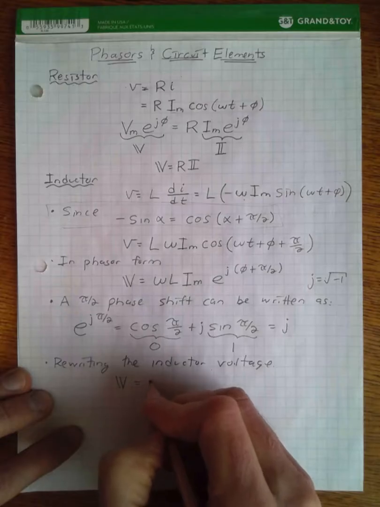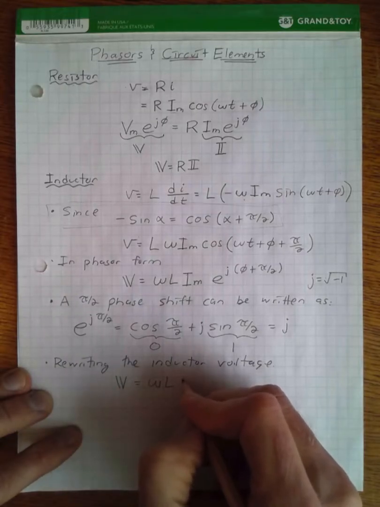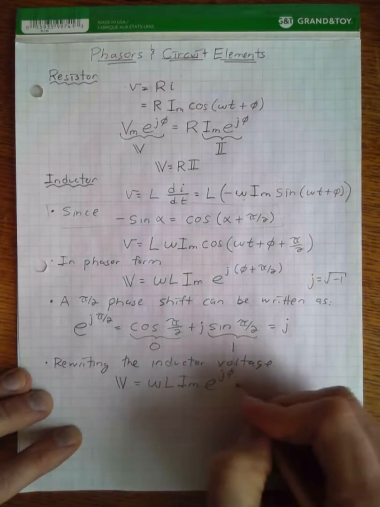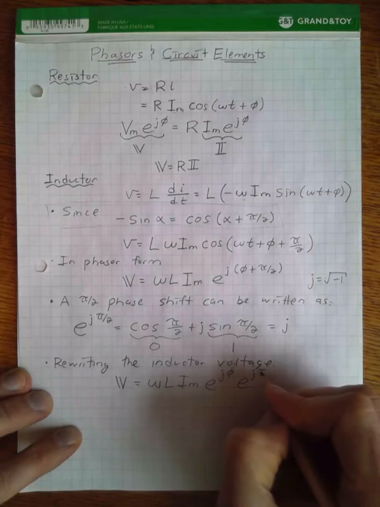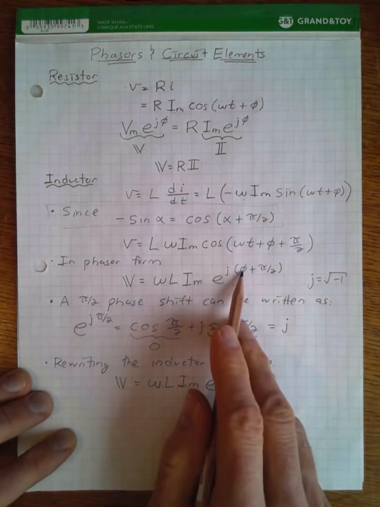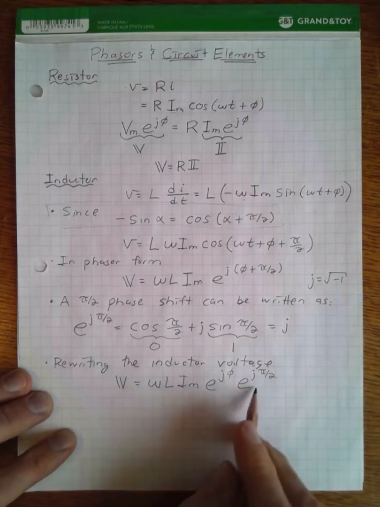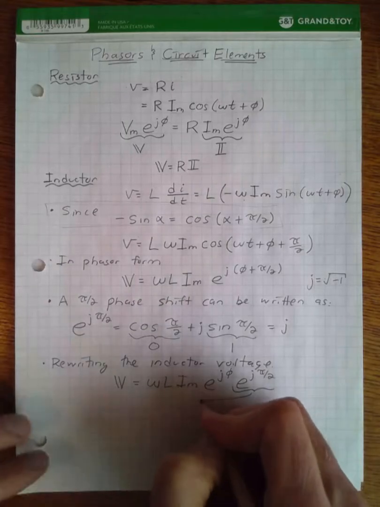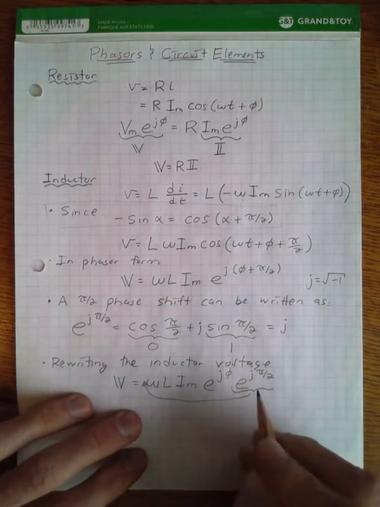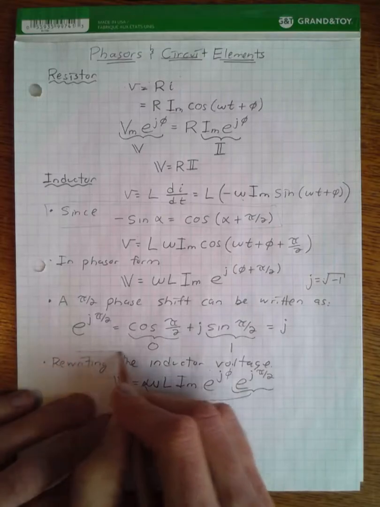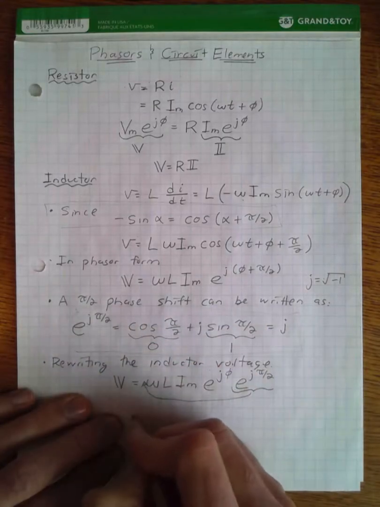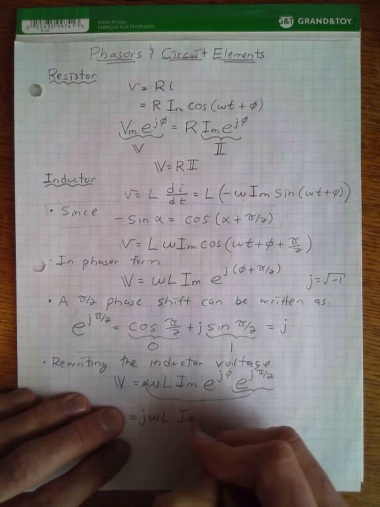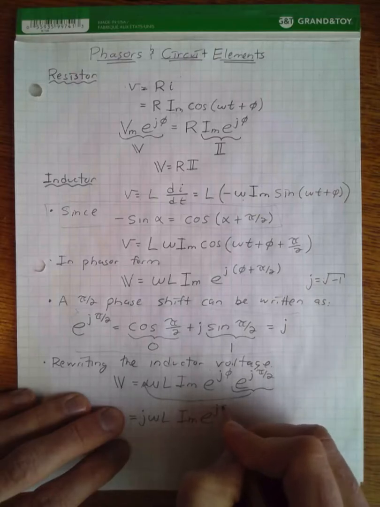V is equal to omega L Im e to the j phi multiplied by e to the j pi over 2. Right? If we've got the summation of our exponents, we can just separate them out into two terms. I'm going to take this, put it out front, and write this as j, just like we've shown up here. And so this is equal to j omega L Im e to the j phi.